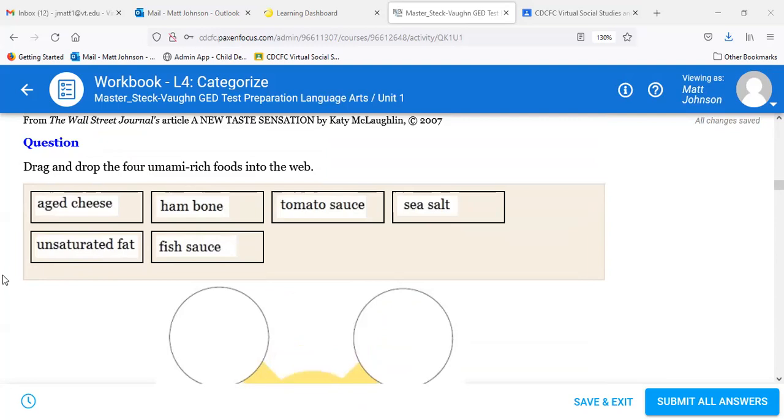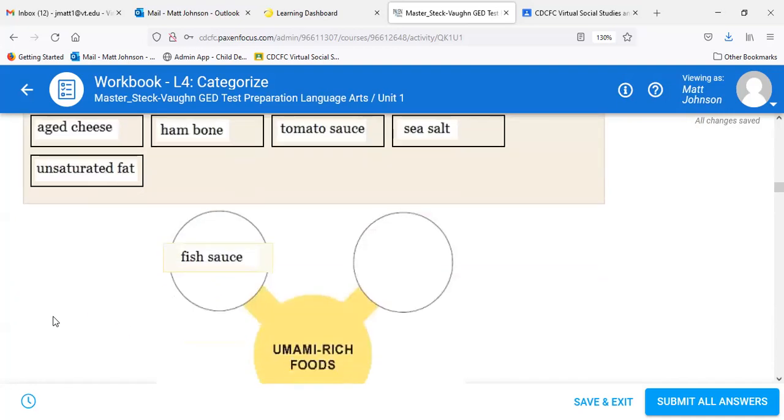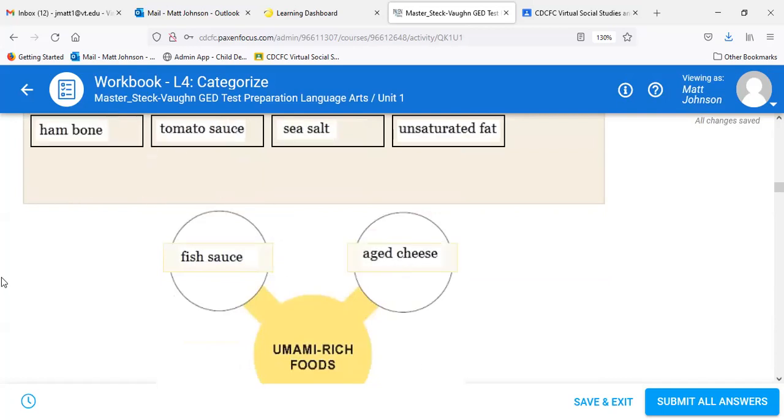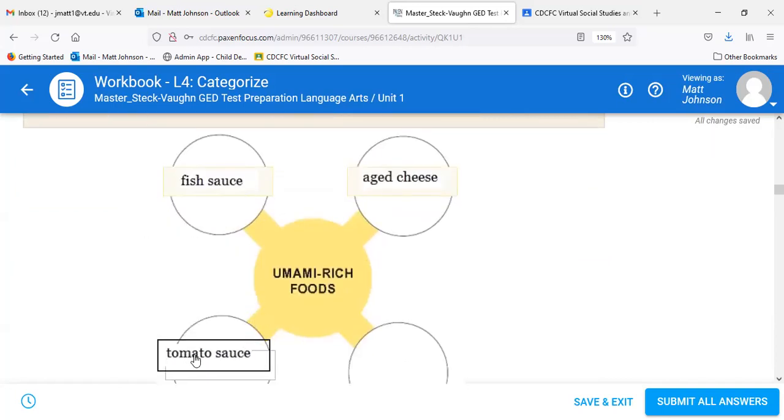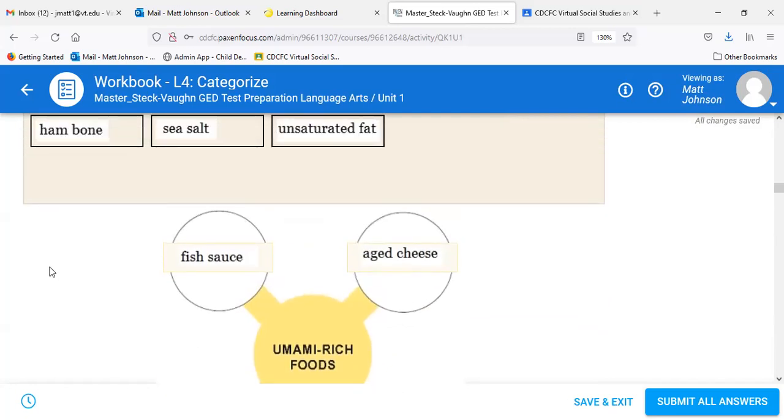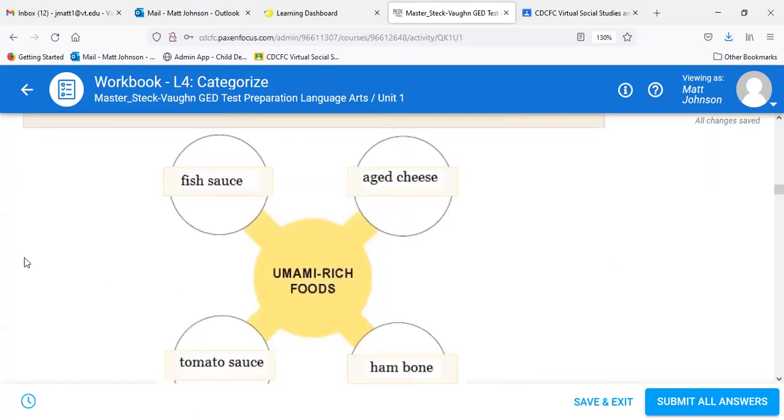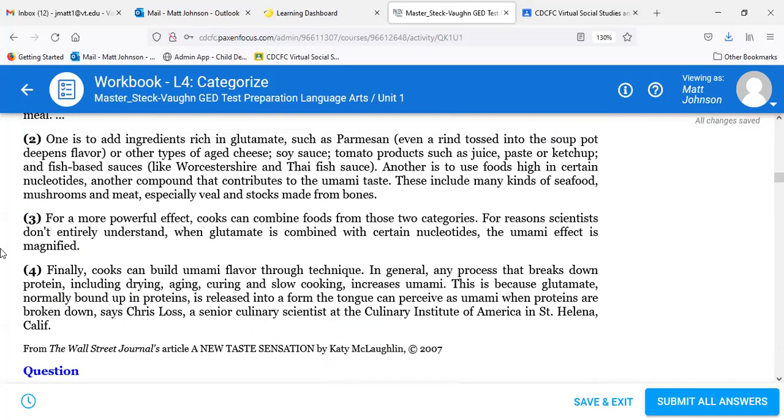Aged cheese. Okay, maybe one at a time. I heard like three things there. What's first? Fish sauce. Yeah, that's good. All right, what else? Aged cheese. Okay, what else? Tomato sauce. And sea salt. Nope, not sea salt. Unsaturated fat, I'm sorry. Nope, it's going to be ham bone. Well, I think it says something about like bone broths. Okay.